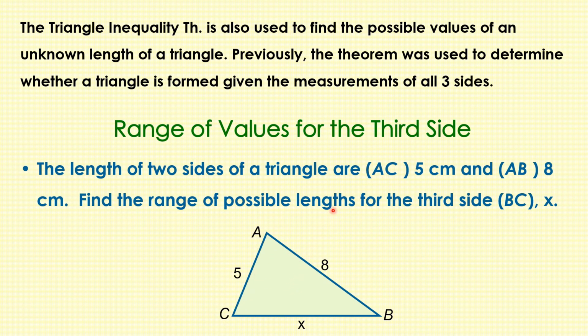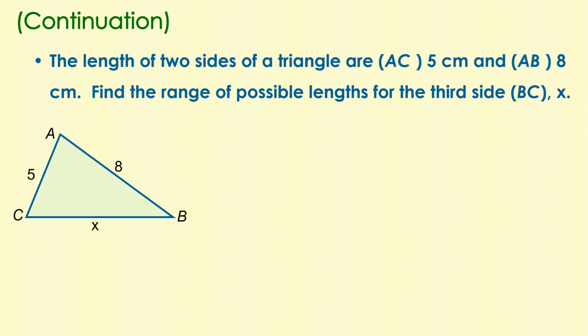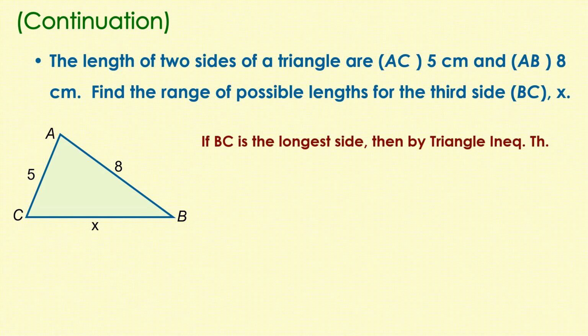In this triangle, side AC measures 5 centimeters. Side AB measures 8 centimeters. You are to find the range of possible lengths of the third side, labeled as X. There are two possibilities for the value of x or BC. BC can be the longest side by the triangle inequality theorem.